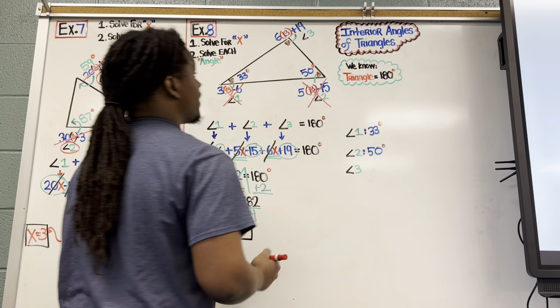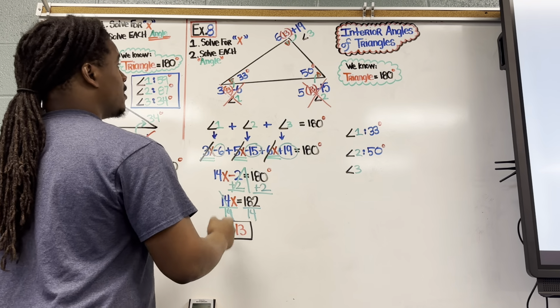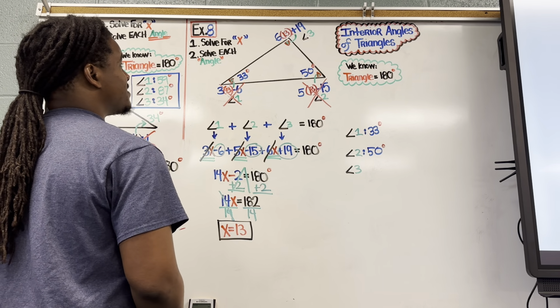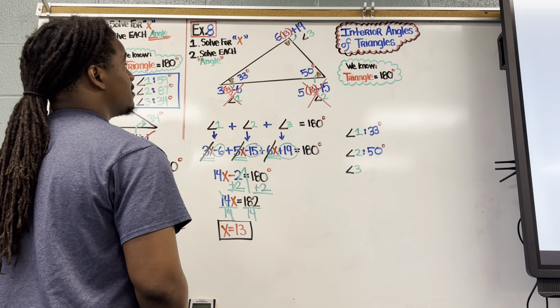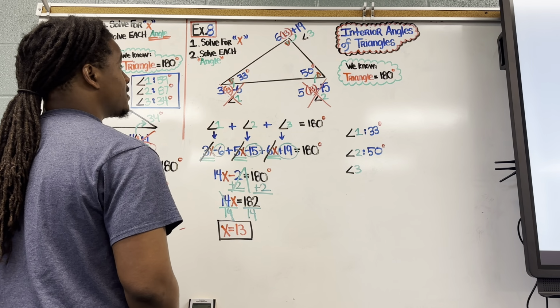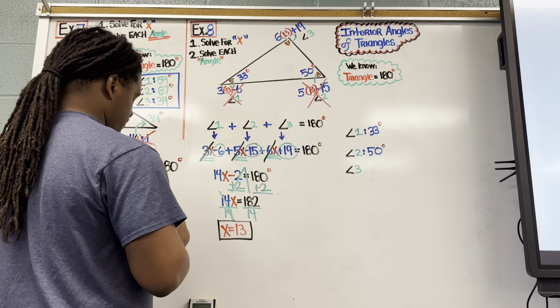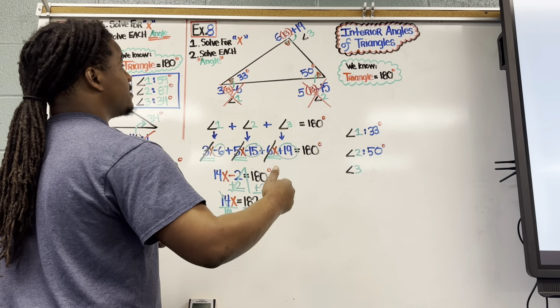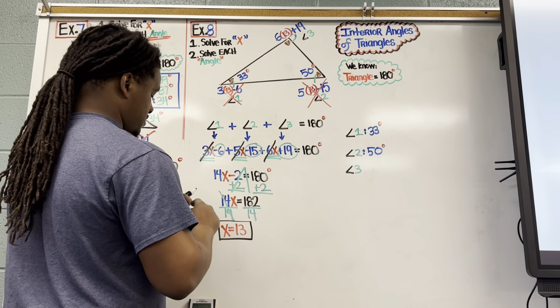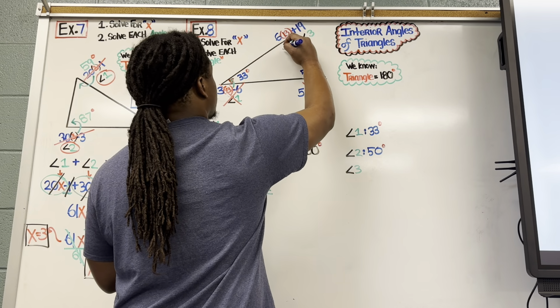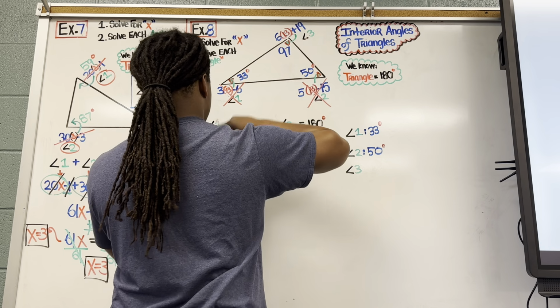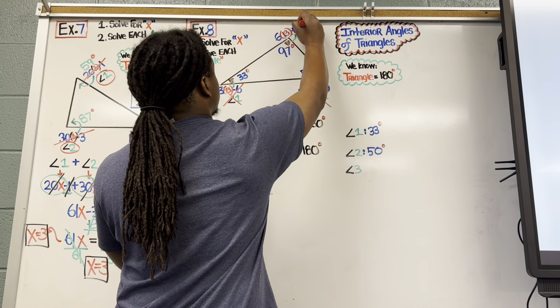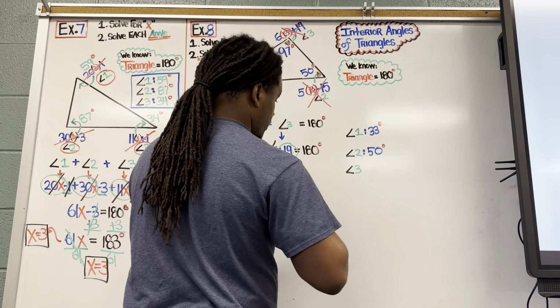Okay, and then angle 3, guys, same thing. 6 times 13 is 78. 78 plus 19 is, I'm sorry, 97. 78 plus 19 is 97. 97, all right? So I'm gonna cross that out. I'm gonna put 97 degrees. It's 97. So angle 3 is 97.